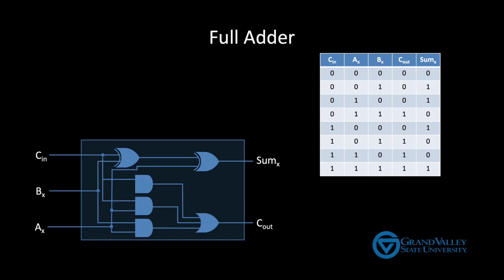Here is just one of many possible solutions. Now this circuit that adds 2 bits and accounts for a possible carry in is called a full adder. I guess if you're not dealing with a carry, you're only doing half the job.